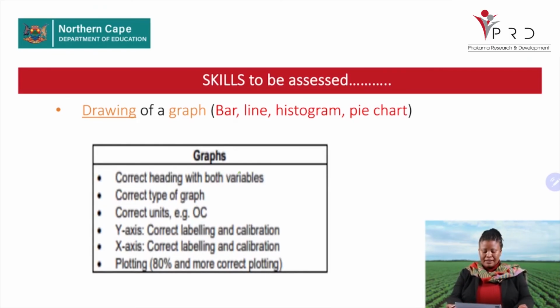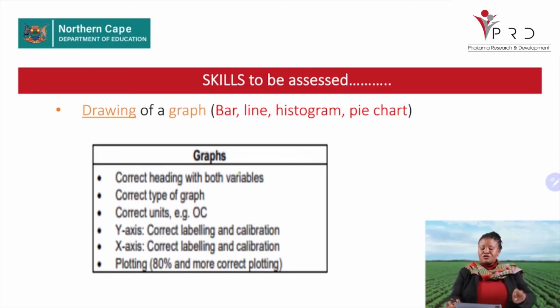So for the plotting, at least 80% of the points must be correct. And previously we were talking of accuracy for your 6th mark. If all the criteria that are assessed are correct, the 6th one is about accuracy. Is everything correct? If it is a bar graph, are all the bars plotted correctly or not?